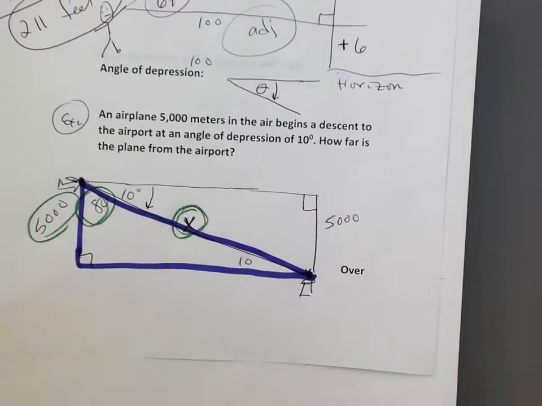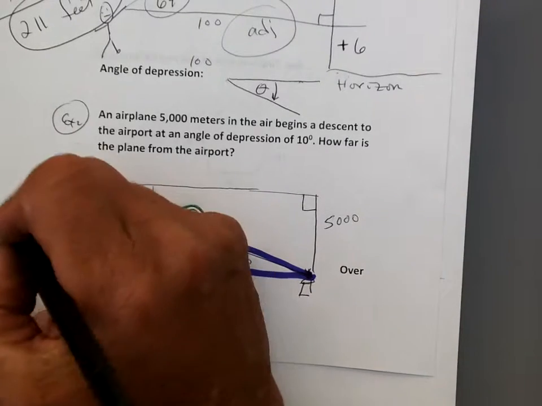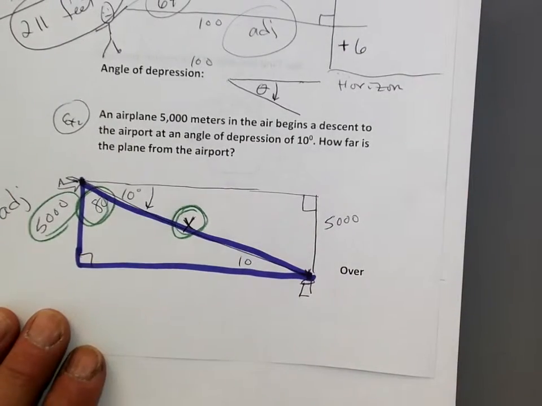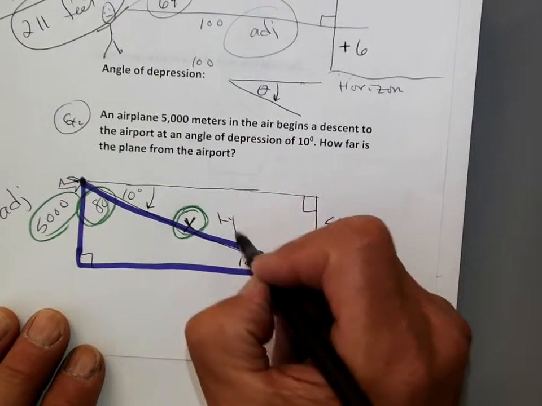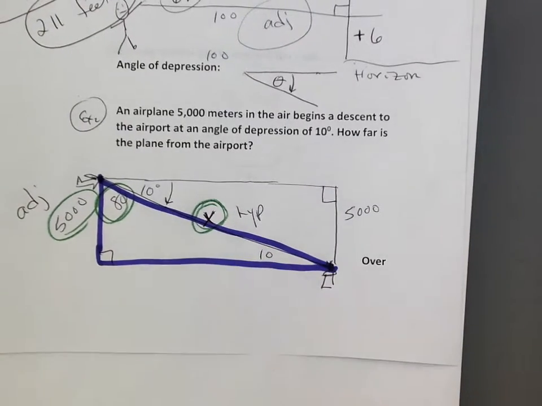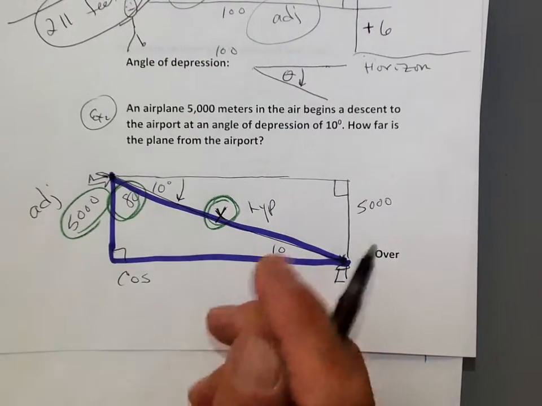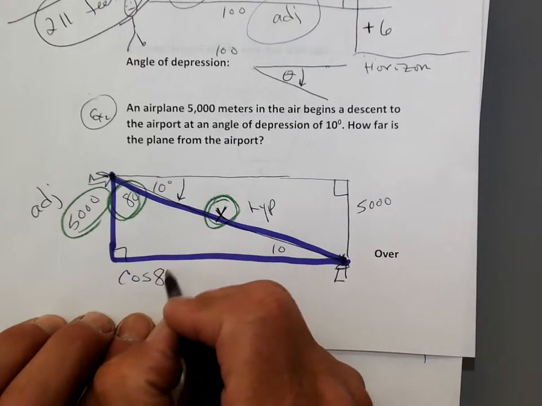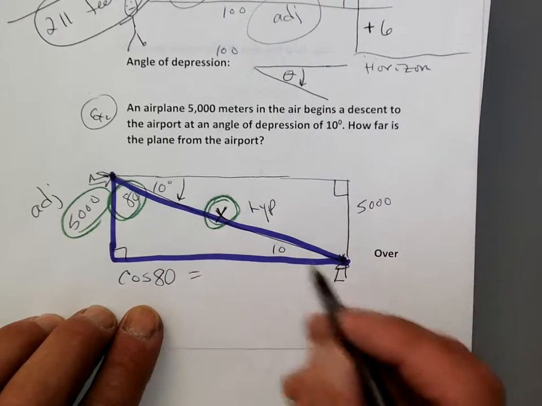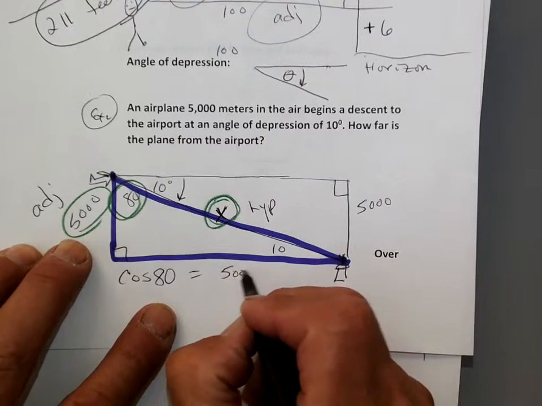So let's give some names to what I have. From the angle, that's my adjacent side. From the angle, this is my hypotenuse. So if I take a look at what I have, adjacent, hypotenuse, it's got to be one of those three. Adjacent hypotenuse, so cosine. So we'll set up cosine of theta, but theta means angle, so cosine of 80, because that's where the angle goes, equals the adjacent side, which is 5,000 over x.